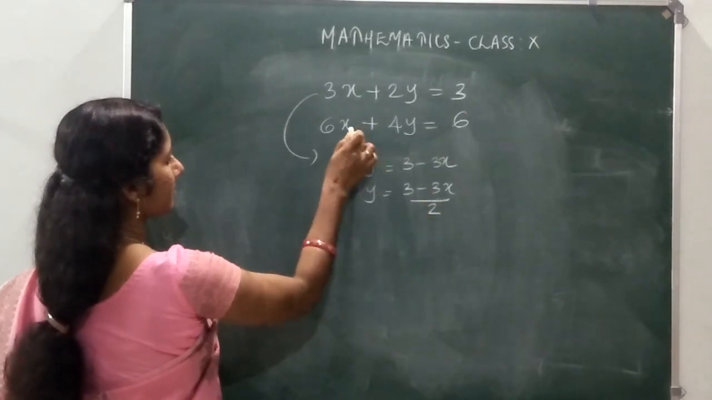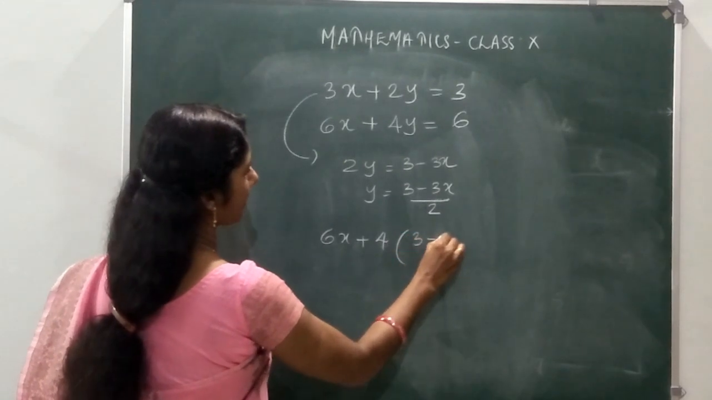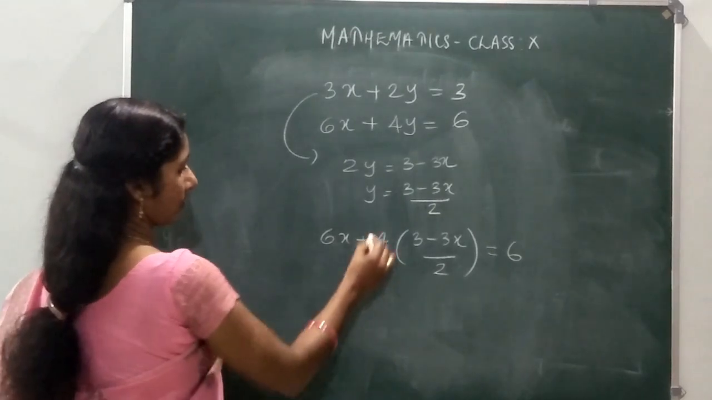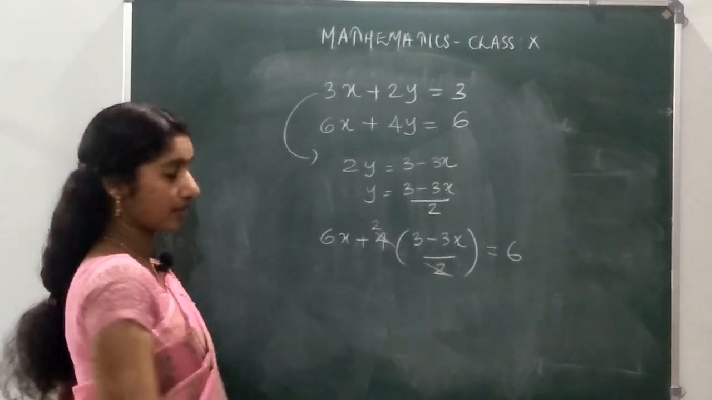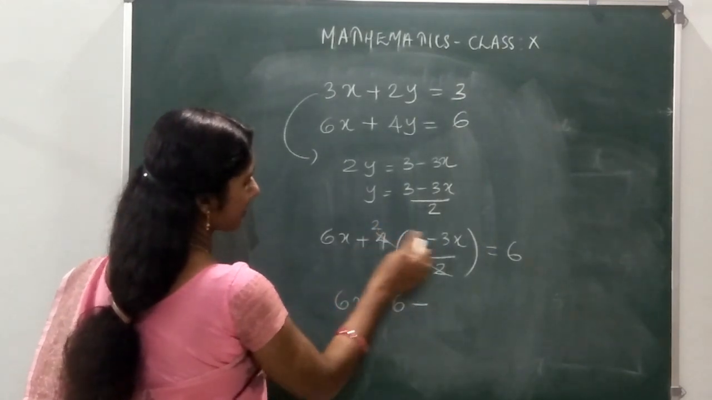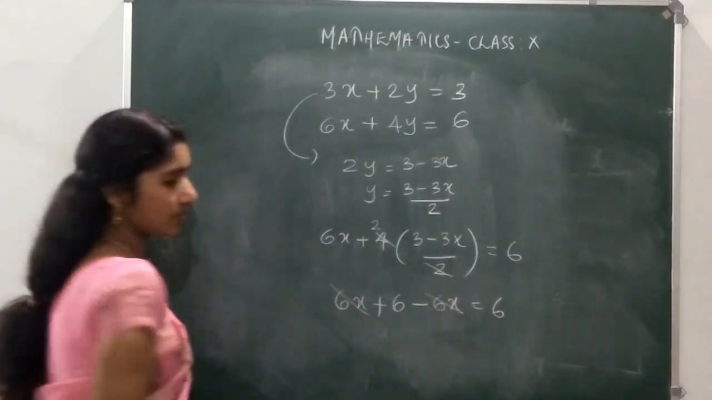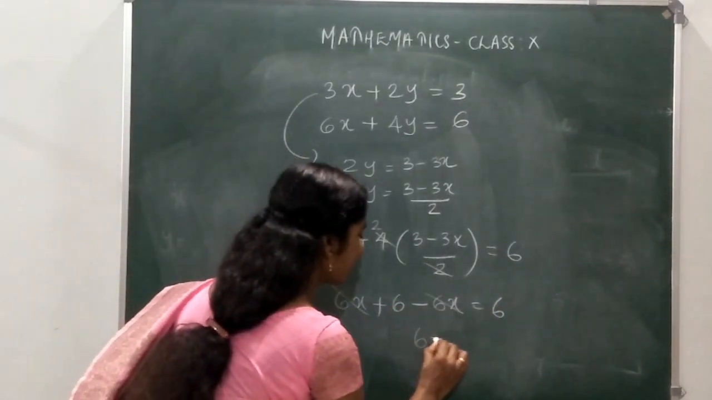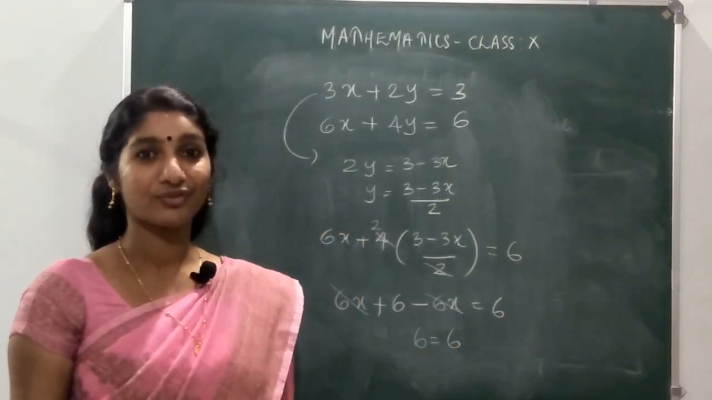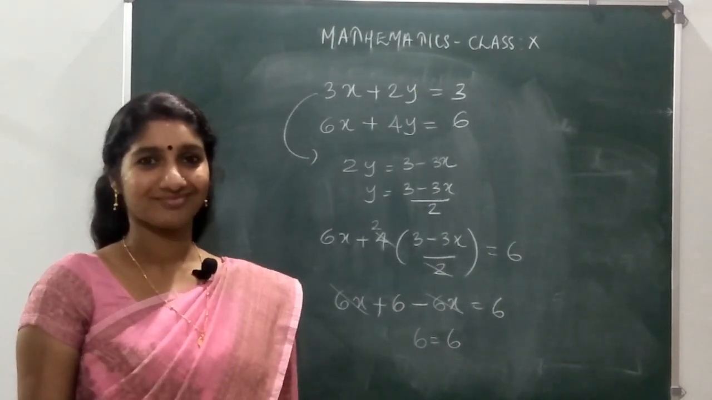This value substituting in this equation. So 6x plus 4 into (3 minus 3x) by 2 equal to 6. 4 and 2 we can cancel by 2. So denominator has gone. 6x plus 2 3s are 6 minus 2 into 3x is 6x equal to 6. Plus 6x and minus 6x becomes 0. We got 6 equal to 6. See, we are not able to solve for x and y. From the step x has vanished, isn't it?